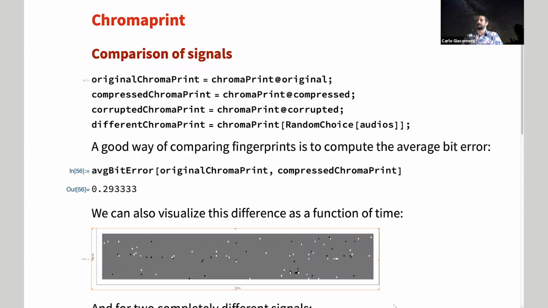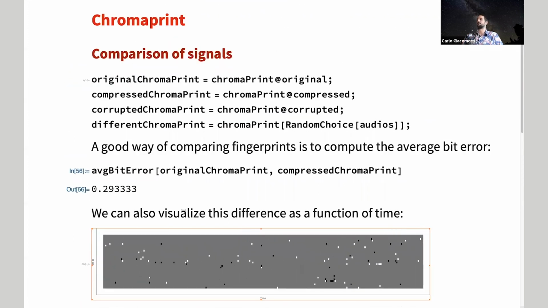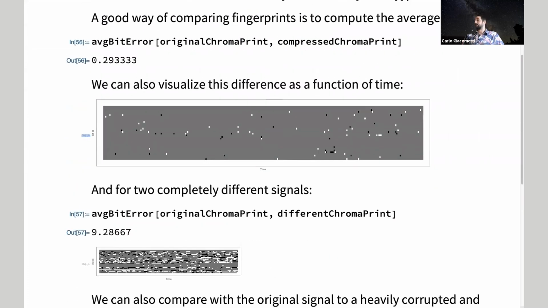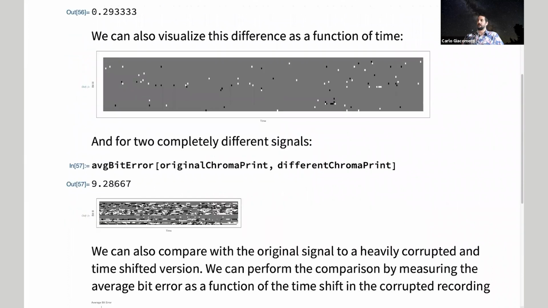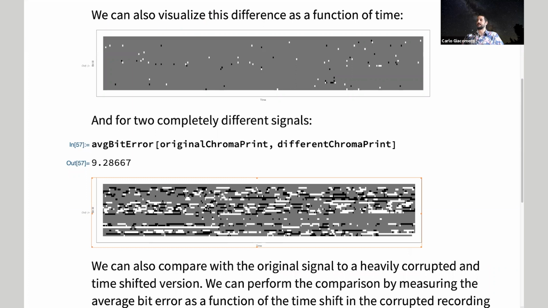You can see that the difference between the original and the compressed version produces a very sparse constellation. Instead, if we look at two completely different signals, you can see the average bit error is much higher, and the bit-by-bit difference becomes much, much noisier. So essentially what we have obtained is a fingerprint that is extremely robust to compression and resampling. Those kinds of operations have a really minimal effect on the fingerprint.